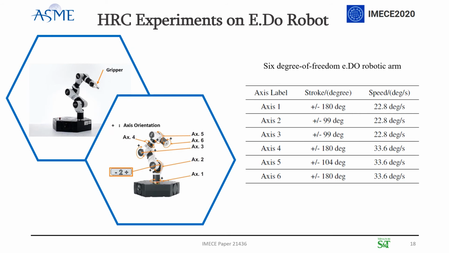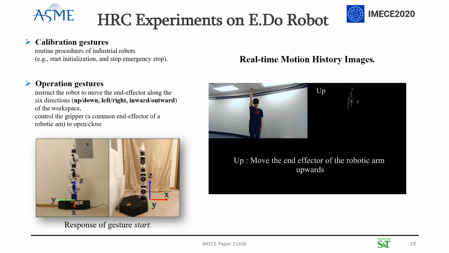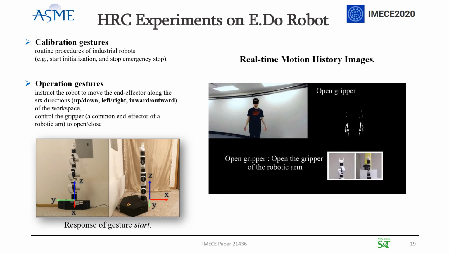In the system experiments, a 6 degree of freedom E.Do robotic arm was used, and the end effector is a gripper. This table shows the information of all these 6 joints. The designed 10 gestures can be divided into calibration gestures and operation gestures. The calibration gestures can instruct the robot to do some routine procedures, such as start and stop. The operation gestures can instruct the robot to move the end effector along 6 directions of the workspace or control the gripper to open or close.